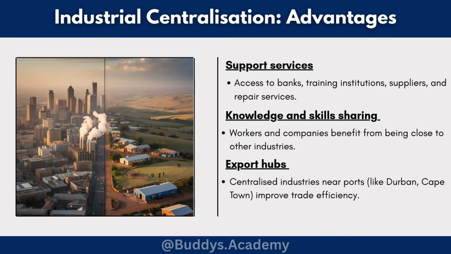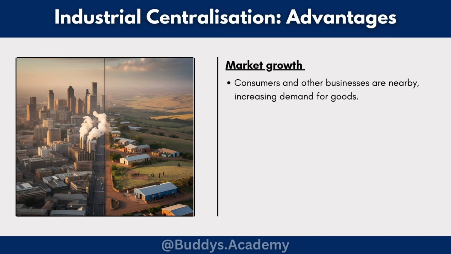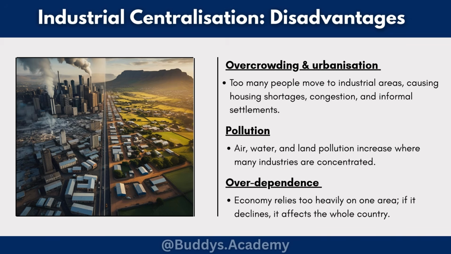Your sixth advantage would be export hubs. So centralized industries near ports like Durban, Cape Town are going to improve your trade efficiency. And seventh, you can have your market growth. So consumers and other businesses are going to be nearby, and that's going to increase demand for certain goods. Now, just like we have advantages, we also have your disadvantages of centralization. Now, your first issue is going to be overcrowding. Now, too many people move to industrial areas, right? And that's going to cause housing shortages, it's going to cause congestion, and it's going to cause your informal settlements to rise up as well.